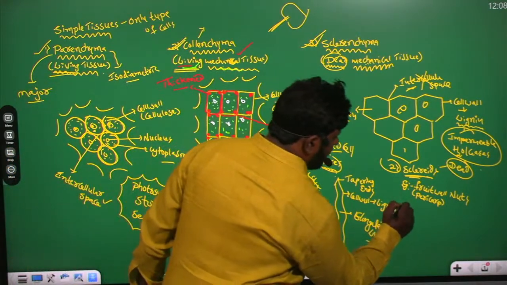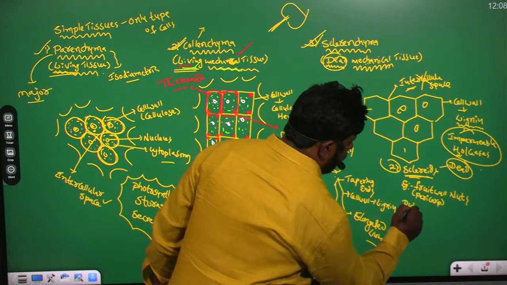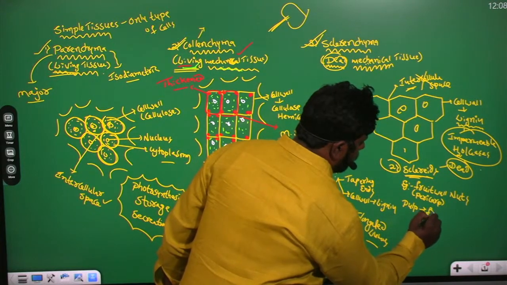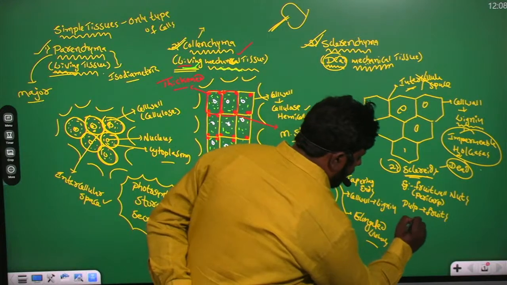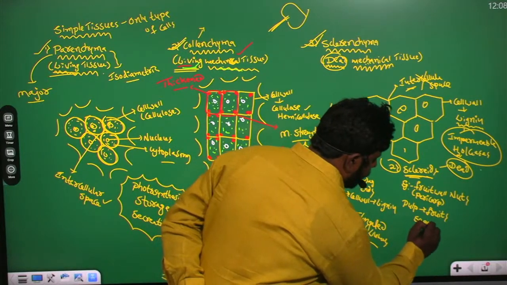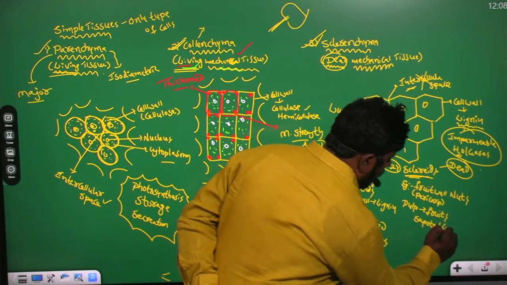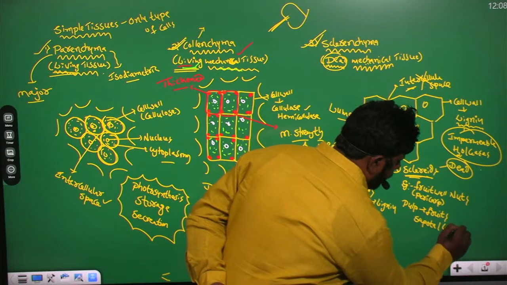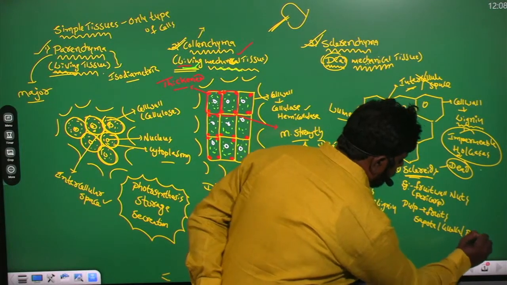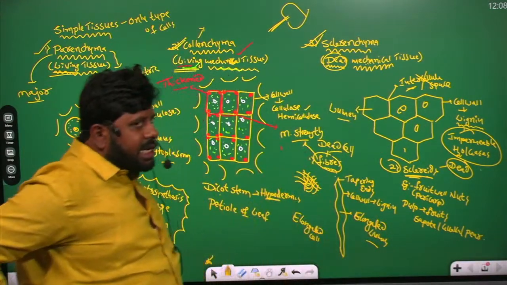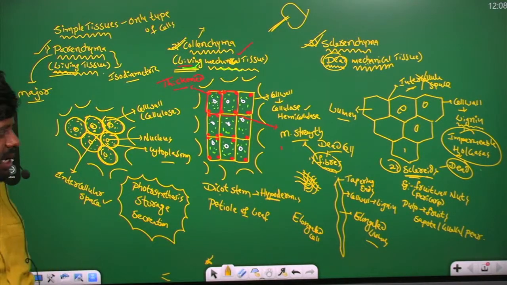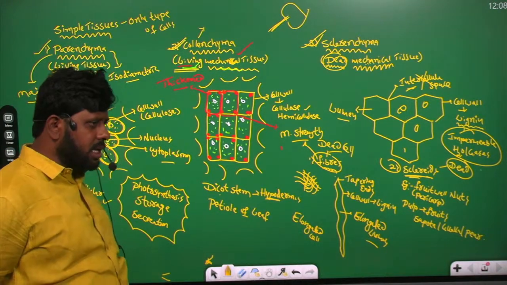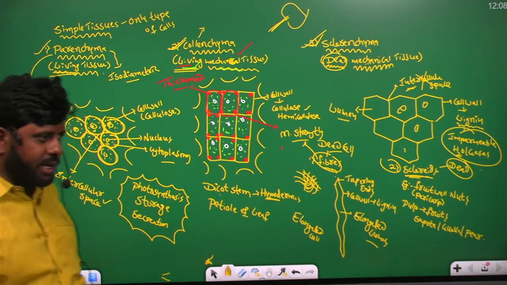And also this scleroid is present in the pulp of some fruit like sapota, guava and pear. So generally these scleroids are also present in the pulp of some fruit like sapota, guava and pear. Examples compulsory: sapota, guava and pear.